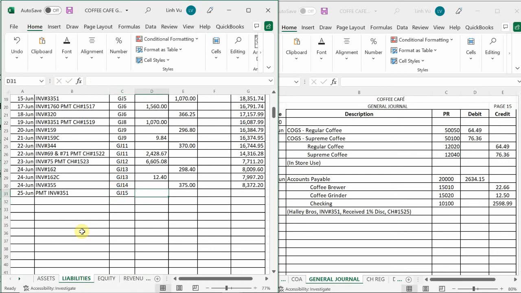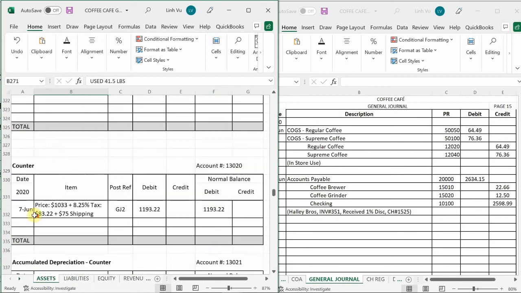Right, I reduced it by 2,634.15. Right? So that should have dropped my accounts payable down to $5,738.05. Okay.